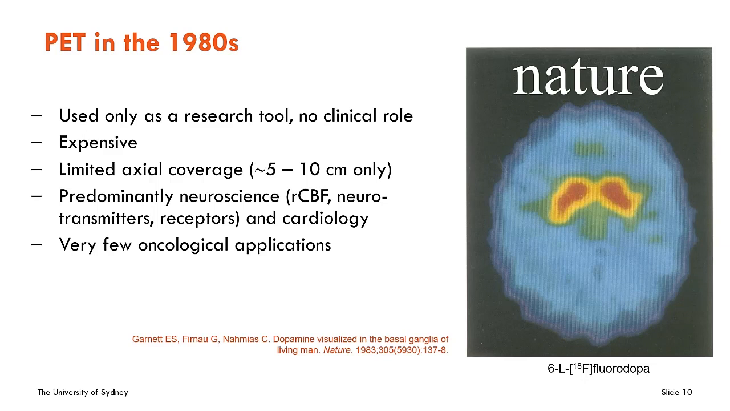It had no clinical role at this stage. It was very expensive. It had very limited axial coverage. First systems only had a 5 centimeter axial field of view. And it was predominantly used for neuroscience, looking at regional cerebral blood flow, neurotransmitters and receptor studies, and cardiology. You can see the image on the right was from the front cover of Nature in 1983, showing for the first time fluoridopa concentration in the basal ganglia of the human brain in a living individual. There were very few oncological applications, and certainly not many were envisaged at this stage. FDG was being used predominantly to image glucose metabolism in the brain and the heart.